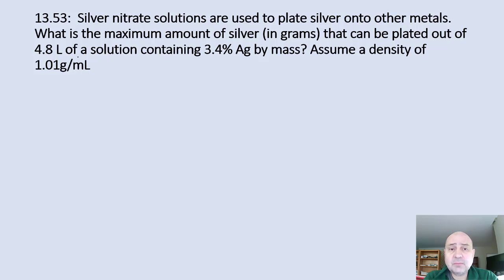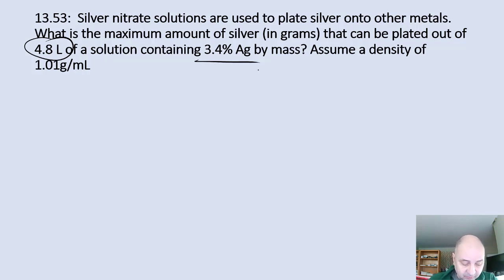Silver nitrate solutions are used to plate silver onto other metals. What is the maximum amount of silver in grams that can be plated out of 4.8 liters of solution containing 3.4% silver by mass? Assume a density of 1.01 grams per milliliter. Okay, so we want to know how much silver, not silver nitrate, just silver, is there in 4.8 liters. So we're given 4.8 liters, and we're told it's a 3.4% solution silver by mass.